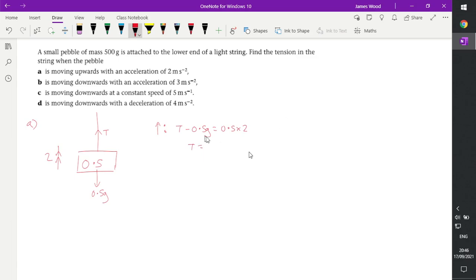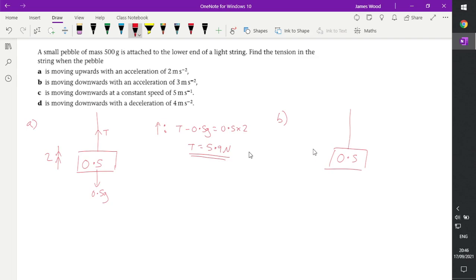So I get 5.9 newtons. It's the tension in the string. For part B, we've got the same scenario, but it's moving downwards with an acceleration of 3 meters per second squared. So I'm going to draw the diagram again.